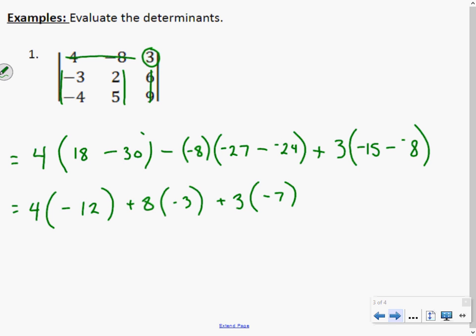So let's go through again. We really have negative 48 minus 24 minus 21. So the determinant here is going to be negative 93. So it is a significant amount of work here when compared to the determinant of a 2 by 2 matrix. And again, the reason we're doing this is so that we can calculate the inverse of matrices later on.